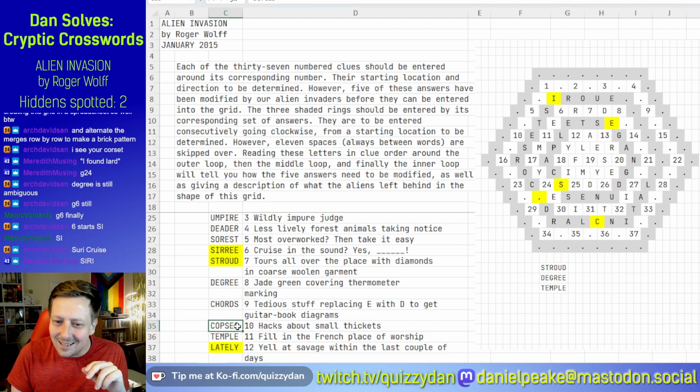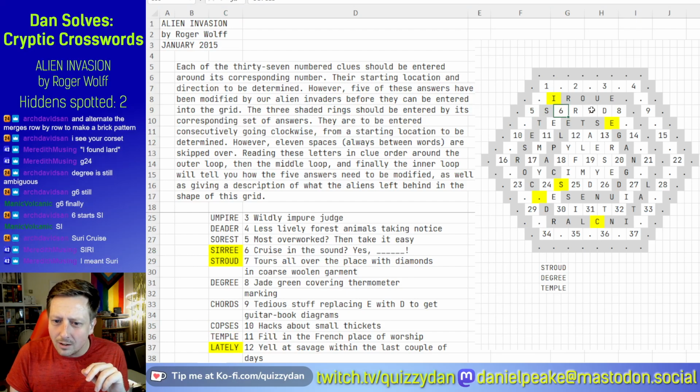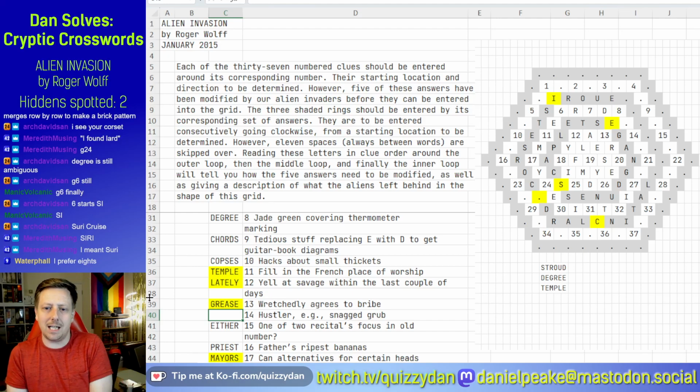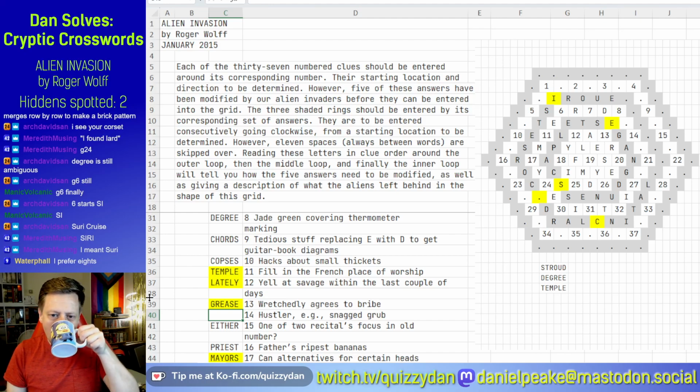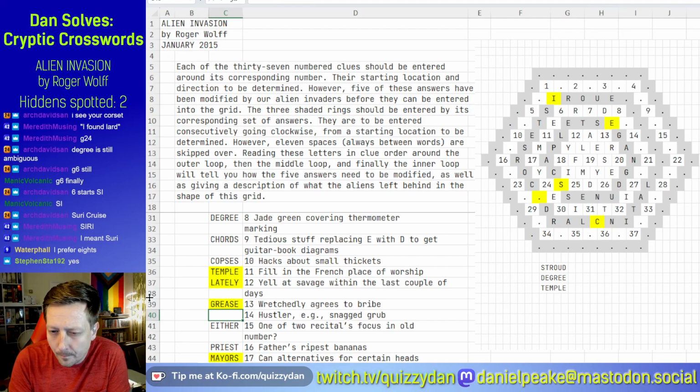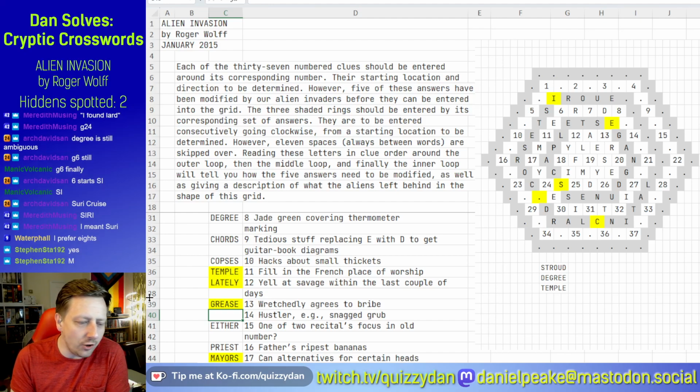Which of these? 10? No. 6, 8. Degree, yeah, still not done. Temple, I haven't marked off. 14. Oops, 14 we don't know. It's got a G and an A in it. E-G could just be E and G. Snagged, grub, eats. And then we've got 14. First letter, please, then a 14. Hustler, it's like ranger or something like M. Manager.